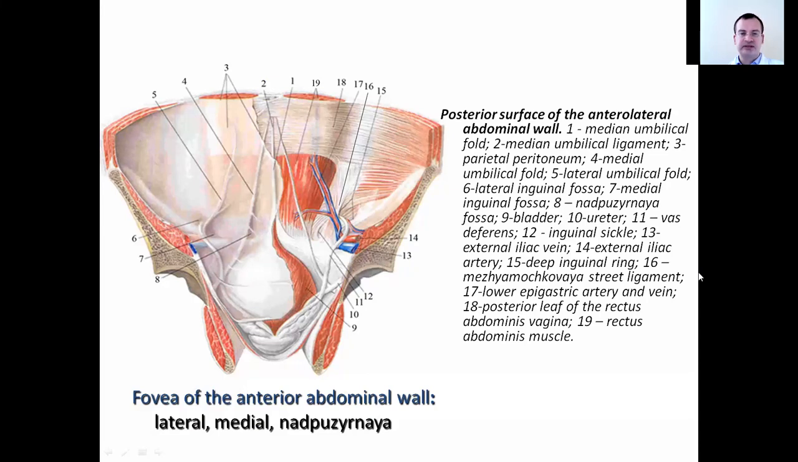Posterior surface of the anterolateral abdominal wall. Median umbilical fold, median umbilical ligament, parietal peritoneum, medial umbilical fold, lateral umbilical fold, lateral inguinal fossa, medial inguinal fossa, supravesical fossa, bladder, ureter, vas deferens, inguinal falx, external iliac vein, external iliac artery, deep inguinal ring, interfoveolar ligament, inferior epigastric artery and vein, posterior leaf of the rectus abdominis vagina, rectus abdominis muscle.